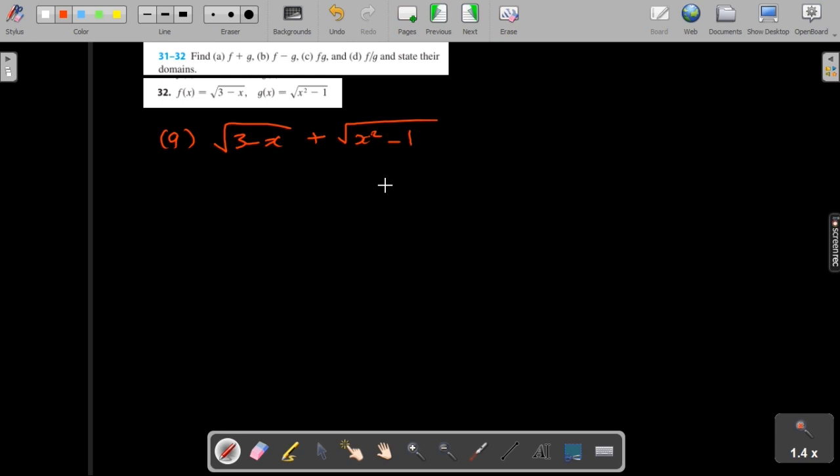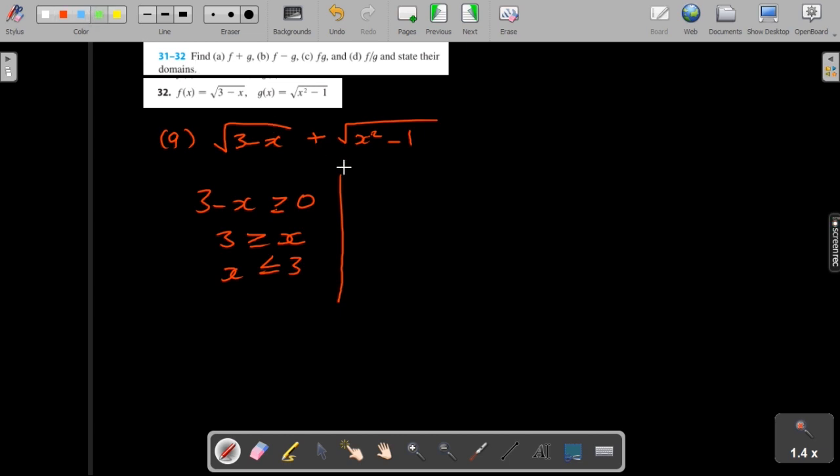Okay, and here the domains will be as follows. So this can be anything, but it should not be negative. So 3 minus x should be 0 or positive. And if you work this out, you get 3 greater or equal to x, because we don't want a negative number below the square root sign. So in other words, x is less than or equal to 3.